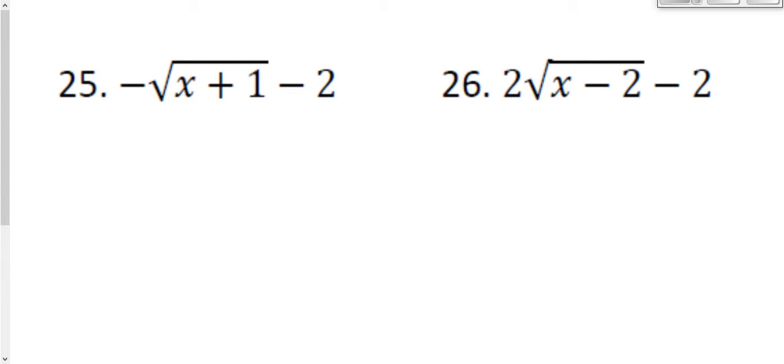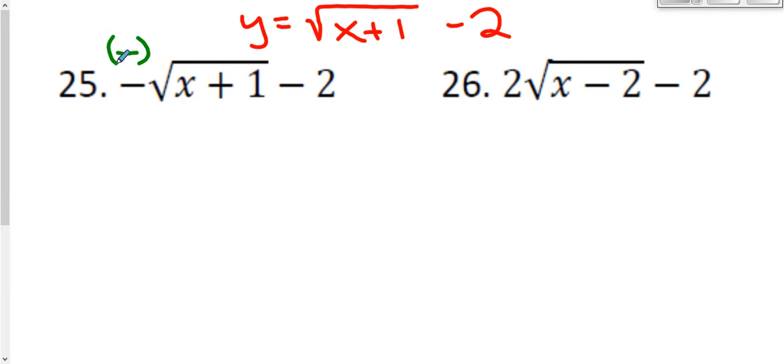So we are actually describing how these functions have been transformed from the parent function y equals the square root of x plus 1 minus 2. So let's compare our first equation 25 to this original equation. It looks like the x plus 1 and the minus 2 are the same. The only difference is this negative right in front, which means this has been reflected over the x-axis.